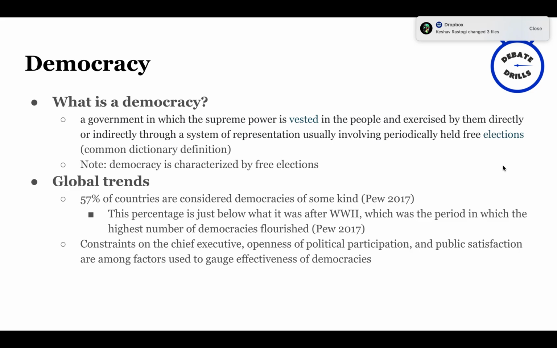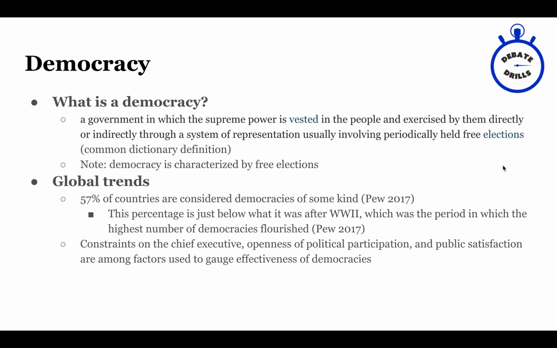So in terms of global trends, 57% of countries are considered democracies of some kind. So in some ways, the people of a state in these places have some control over who holds office. This is important to note because this resolution speaks about democracies generally, so it's not limited to any one particular state. And this percentage, 57%, is just below what the global percentage was after World War II, which was the period in which the highest number of democracies flourished.